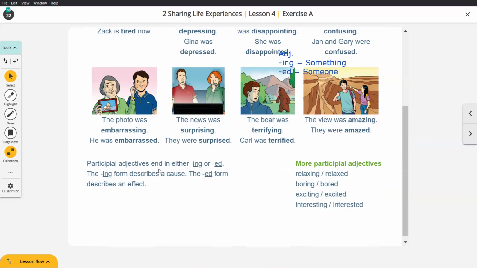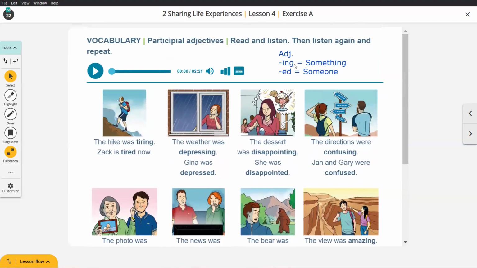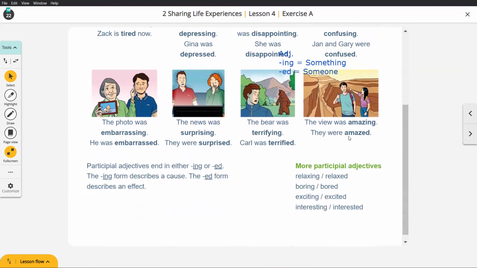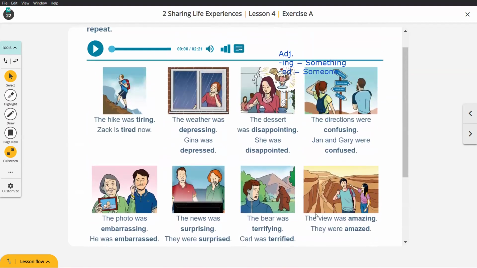As mentioned before, the -ing form describes a cause, and the -ed form describes an effect. But of course, we also have to take into account this: -ing always describes something, and -ed someone. All right? Here we have more. Relaxing, relaxed. Boring, bored. I can say this sofa is relaxing. I'm relaxed. I can say this coffee is boring. So I'm bored. Exciting as well, interesting, interested. So let's see.